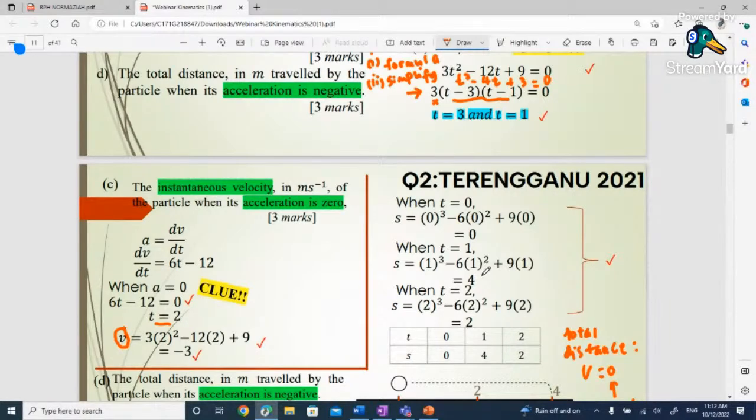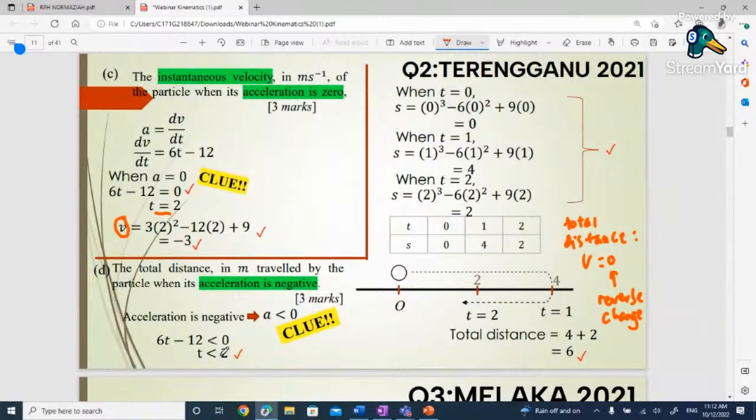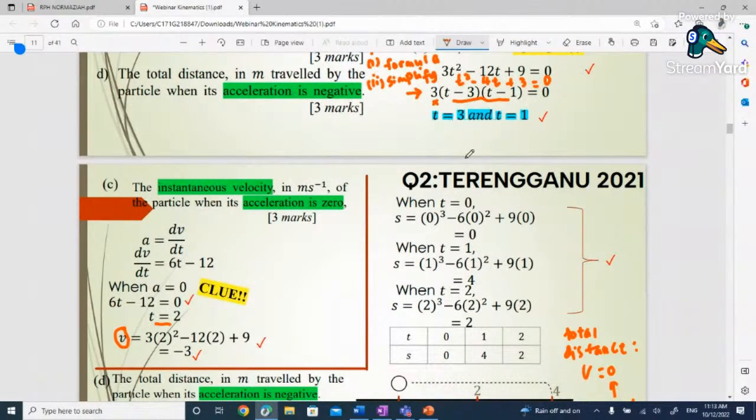And then since the acceleration negative, we get T less than 2. Dapat less than 2. Maka kita kena carilah T equals to 2. Maknanya dia berhenti kat situ. It stop there. So kita tak kisah dah pasal ni. Yang 3 ni kita tak kisah. Okay, so we will have when T equals to 0, equals to 0. When T equals to 1, displacement is 4. When T is to 2, displacement is 2.